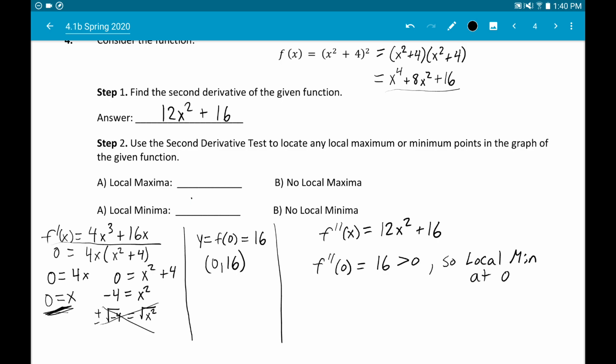So we just have the one point. It's a local min, (0, 16). There's no other critical values, so no other critical points. So we don't have any local maxes.